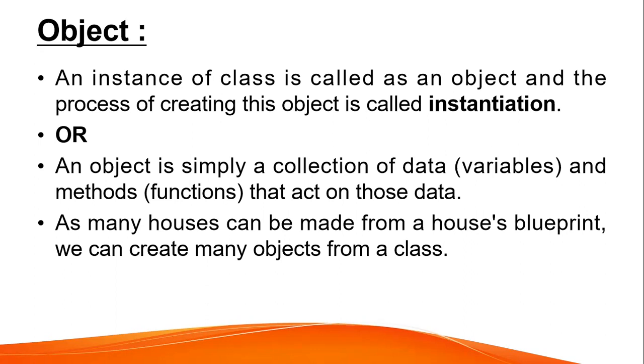And the process of creating this object is called instantiation. Or it can be said that an object is simply a collection of data, that means variables, and methods, which are functions that act on those data. As many houses can be made from a house's blueprint, we can create many objects from a class.